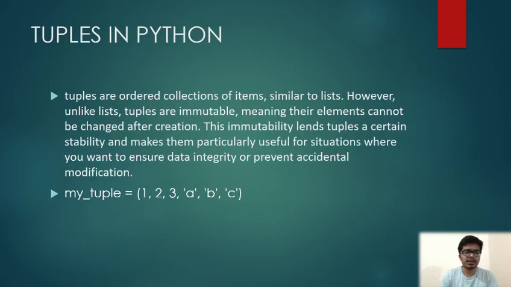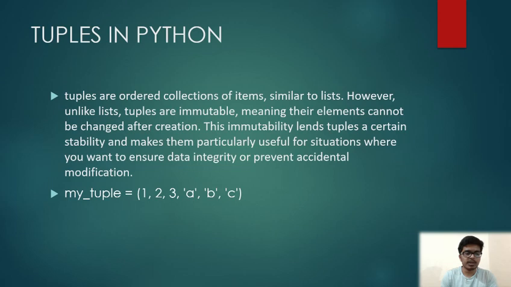Now let's know what are tuples in Python. Tuples are an ordered collection of items similar to lists. However, unlike lists, tuples are immutable, meaning the elements cannot be changed after creation. This immutability gives tuples a certain stability and makes them particularly useful for situations where you want to ensure data integrity or prevent accidental modification.